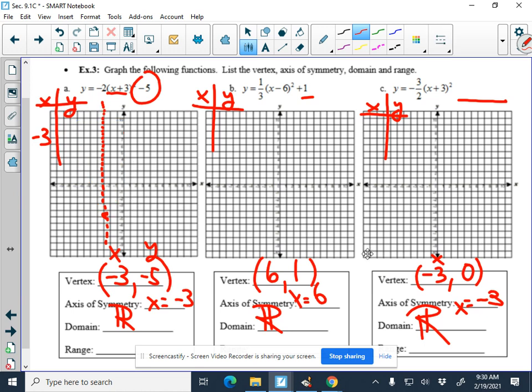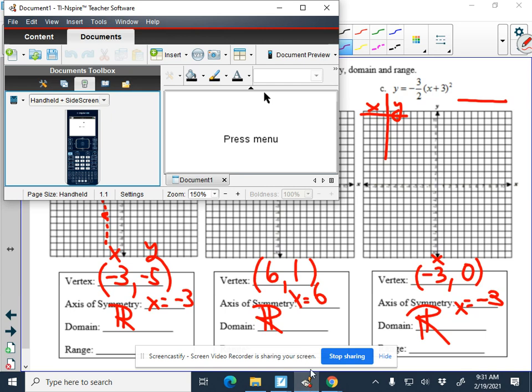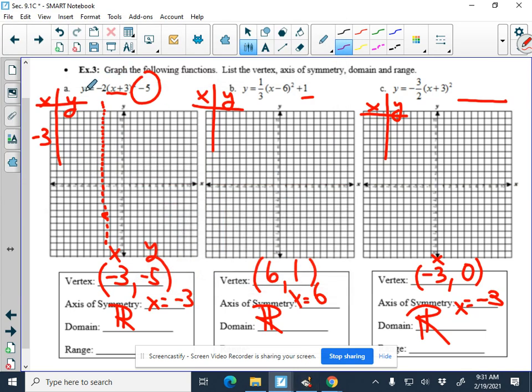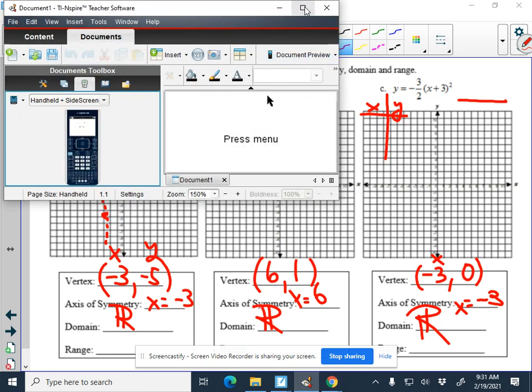Okay, so now what I need to do is come up with two other numbers to put into my equation. First of all, I'm going to do this. My equation is y = -2 times (x + 3) squared minus 5. So I'm going to try this in my calculator.